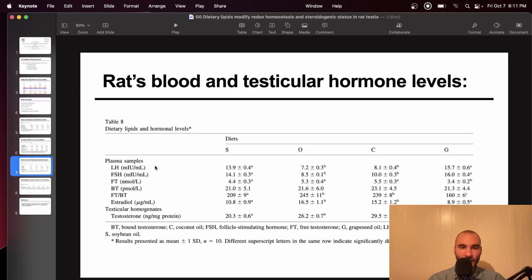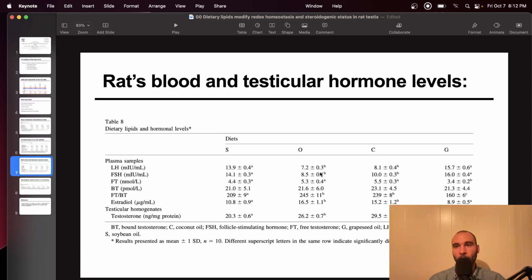The first things we're looking at are LH and FSH. These are pituitary hormones, hormones released by the pituitary gland to signal the production of testosterone and the production of semen or sperm. Now, what we're seeing here is there's a much higher LH and FSH in both the soybean oil group and the grapeseed oil group compared to the coconut oil group and the olive oil group. This isn't necessarily very good.